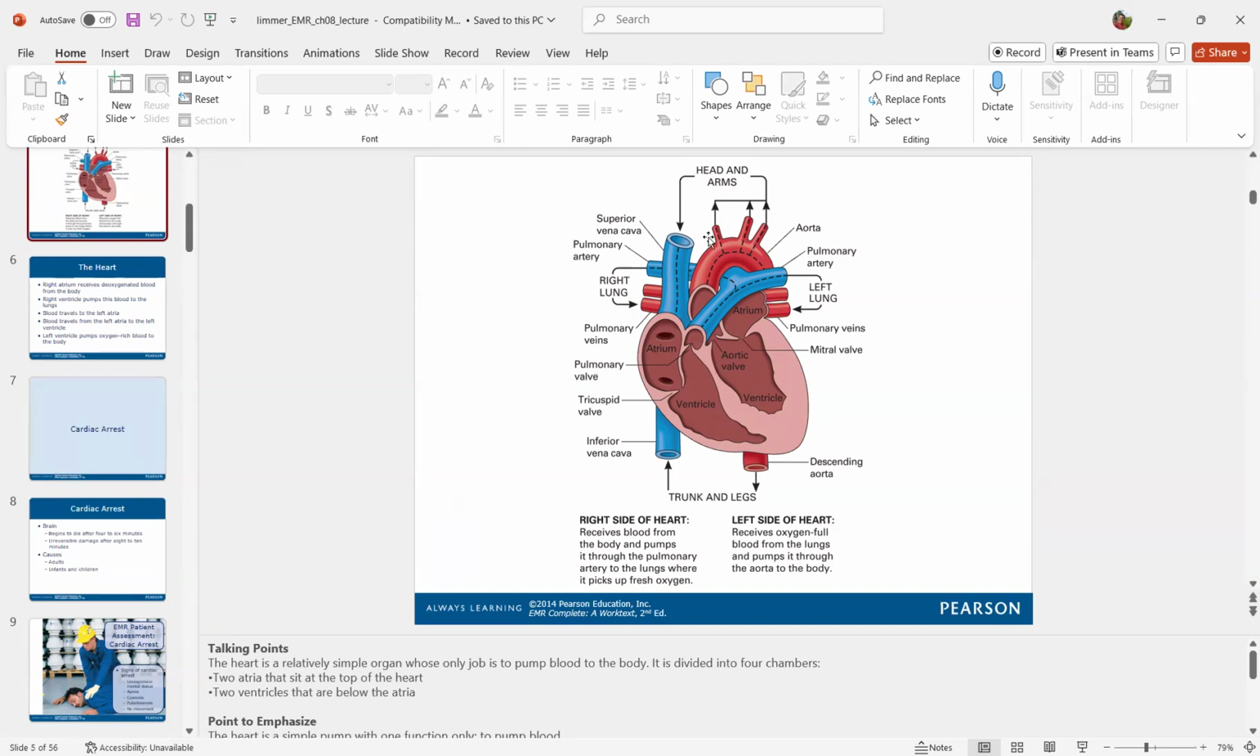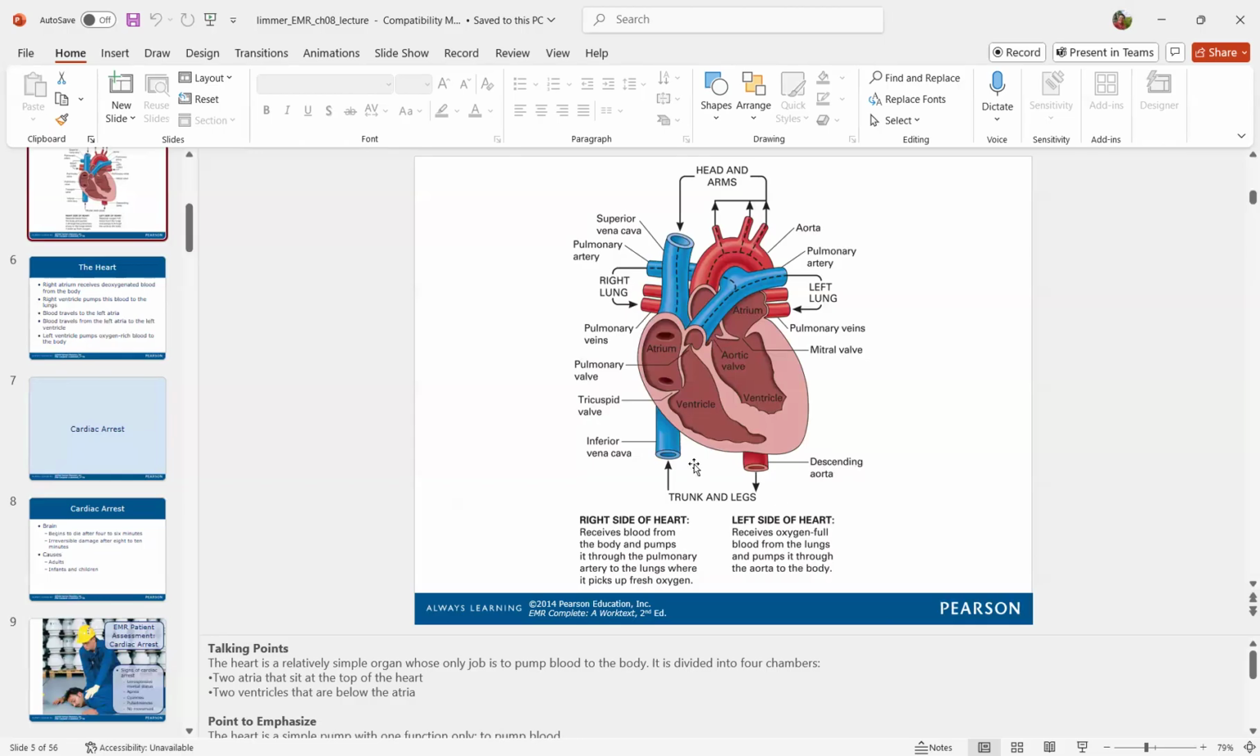So the right side of our heart, this side, receives blood from the body and pumps it through the pulmonary artery to the lungs, where it picks up that fresh oxygen at the gas exchange in the alveoli. The left side of our heart, so this side right here, receives oxygen-full blood from the lungs and pumps it through the aorta. So you have your ascending aorta right here that goes to the head and the arms. And you have your descending aorta right down here that then splits off into our femoral. So it goes to the trunk and the legs.